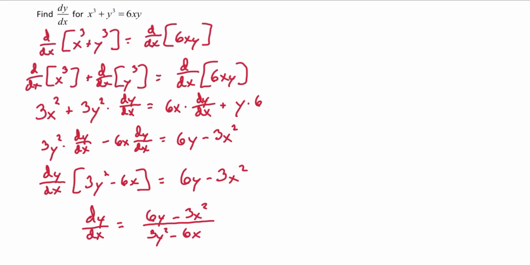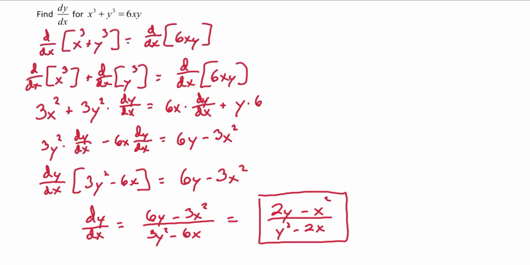Notice in this case, the two terms in the numerator and the two terms in the denominator contain a 3. So we can reduce this. 2y minus x squared over y squared minus 2x. And we now have dy/dx.